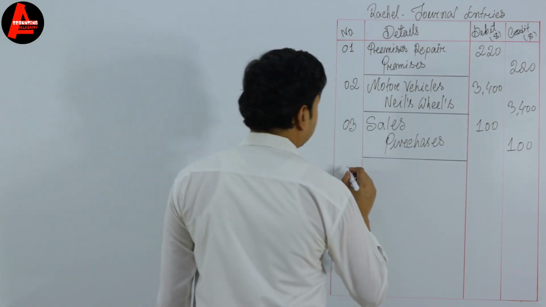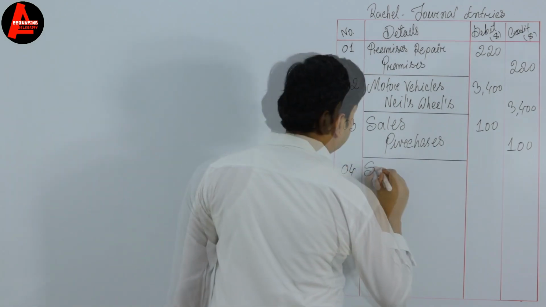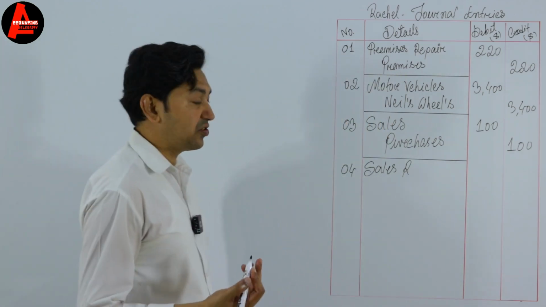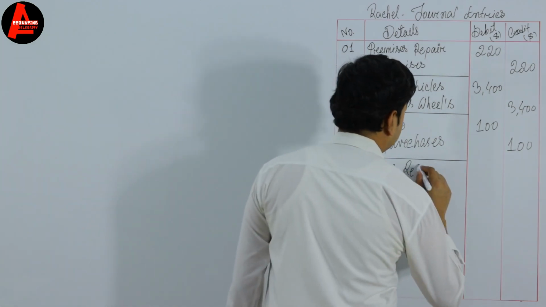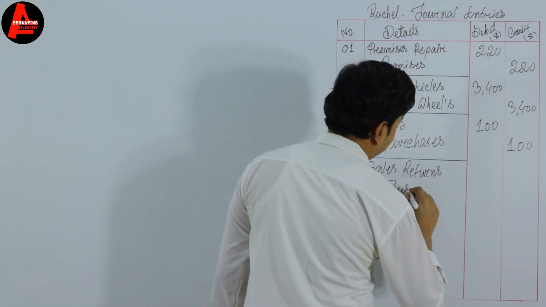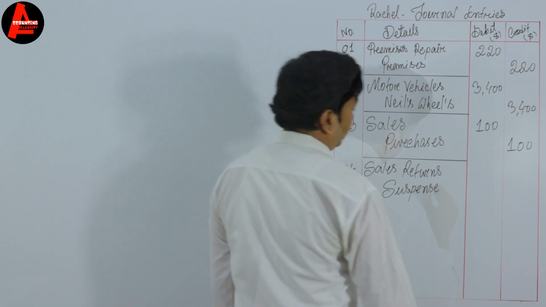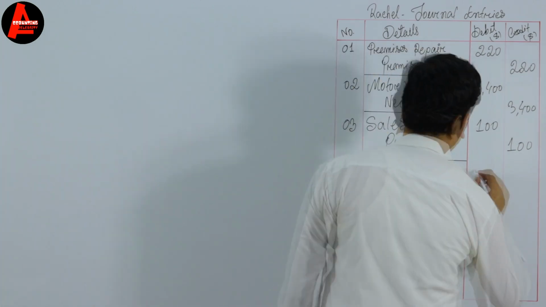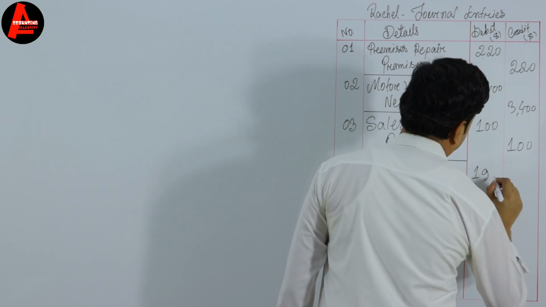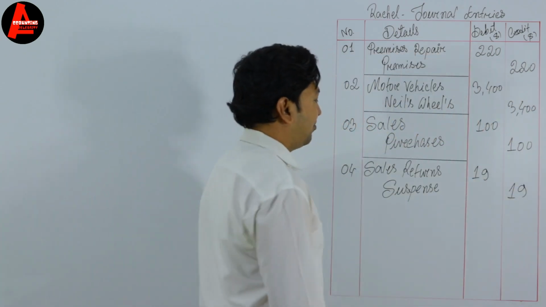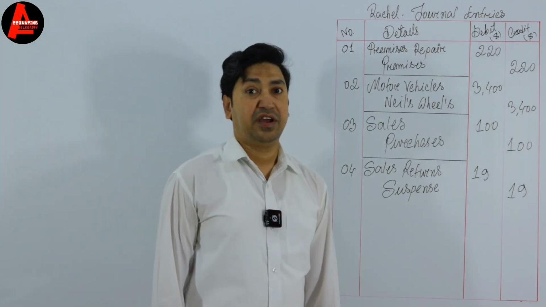So let us write here number 4, sales returns. If you write returns inwards, it is also okay. So sales returns will be debited and suspense account will be credited. The amount is here in the question, $19 on the debit column and $19 on the credit column. Okay, so number 4 is done.